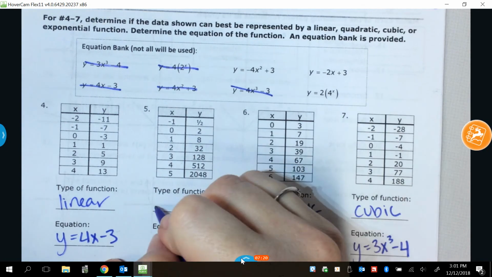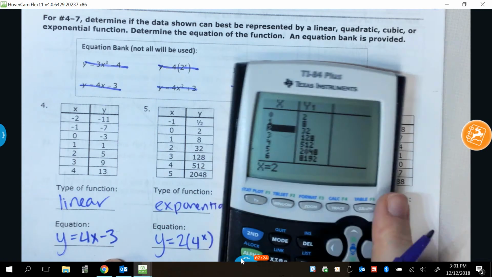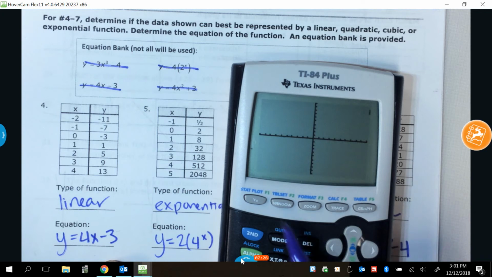Remember, x power means exponential. X in the exponent means exponential, or you can look here. This is an exponential graph.